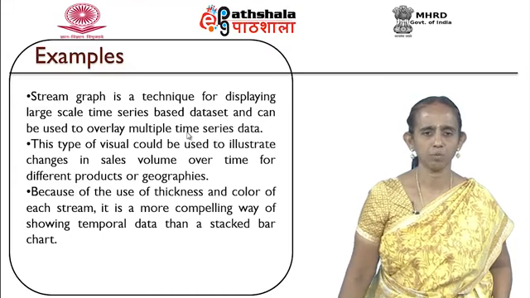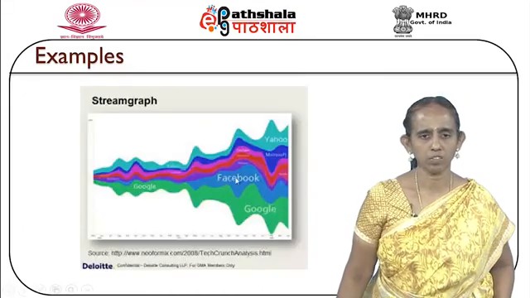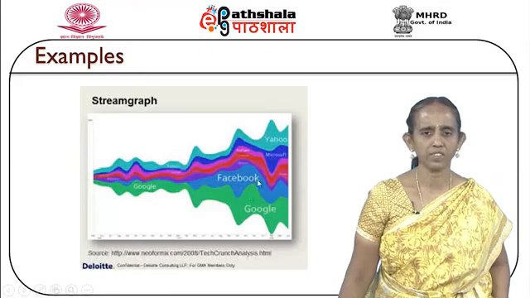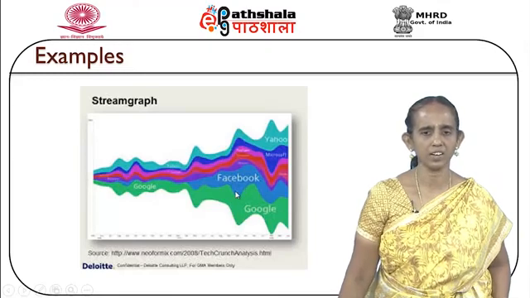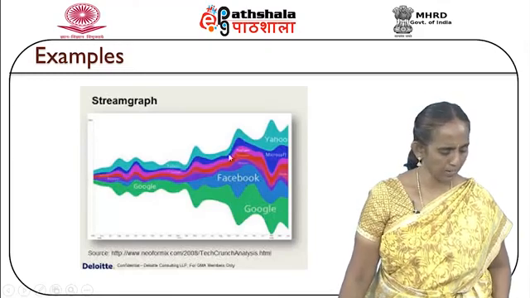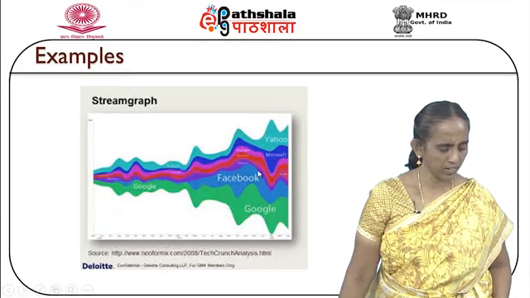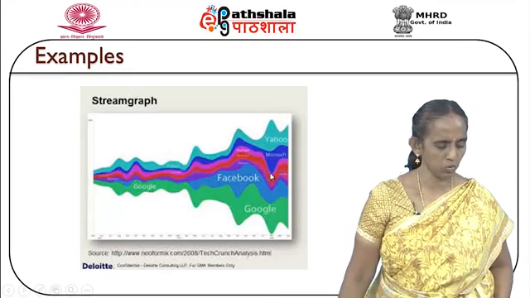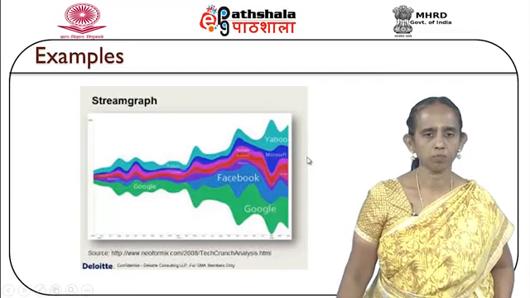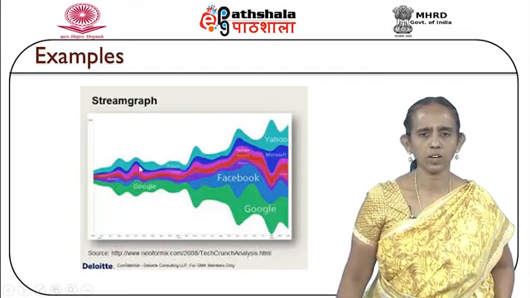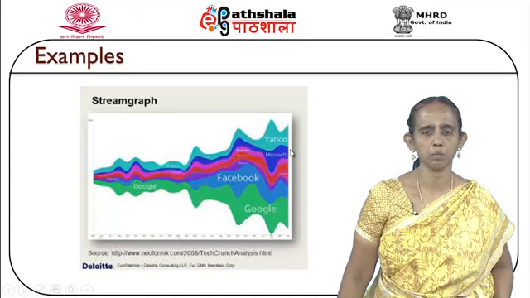Because of the thickness and color of each stream, it is a more compelling way of showing the temporal data than a stacked bar chart. So this is an example of a stream graph where we can see how much each and every data set has been viewed by the entire population. Facebook, here comes Google and Yahoo, with respect to time. This is the starting time, and this is the end time over which the data has been taken.